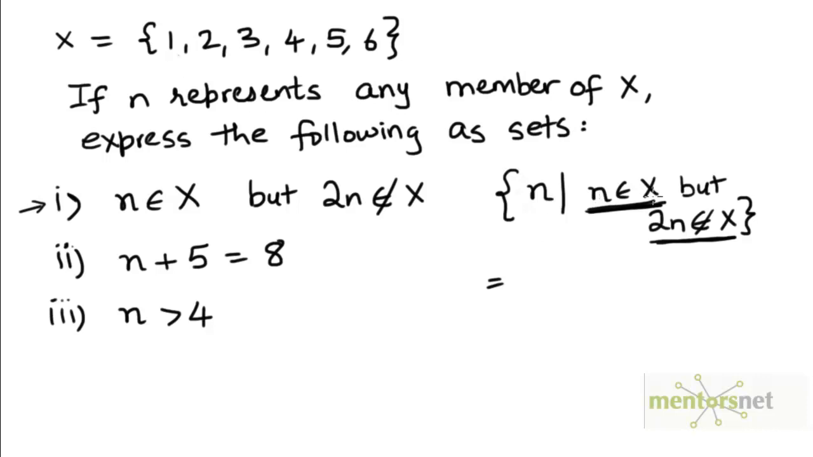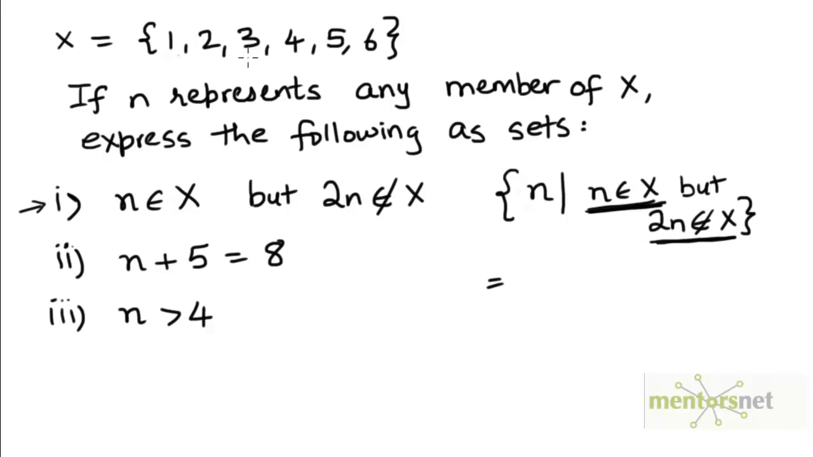1 belongs to X. Does 2 times 1 belong to X? Yes, 2 times 1 also belongs to X. So this property is not satisfied by the number 1, so we just ignore it. Let's look at 2. 2 belongs to X, so it satisfies the first property. But twice of 2, which is 4, does 4 belong to X? Yes, 4 belongs to X. So the second property is not satisfied by 2 either.